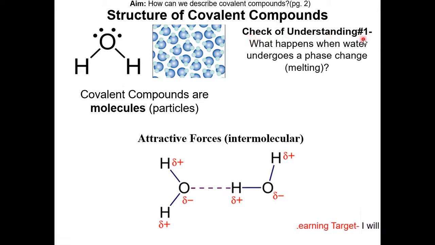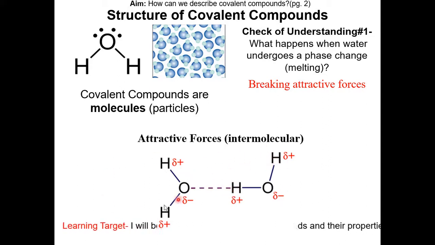Check of understanding number 1. What happens when water undergoes a phase change, for example, melting? So you're basically breaking the attractive forces. You're not breaking the covalent compound. So when you break these attractive forces, the water molecules can move away from each other.